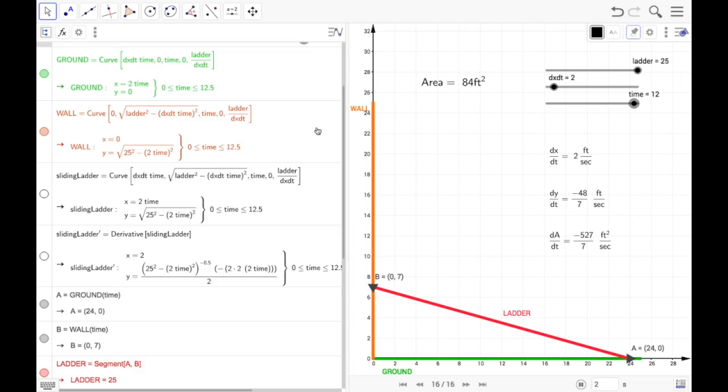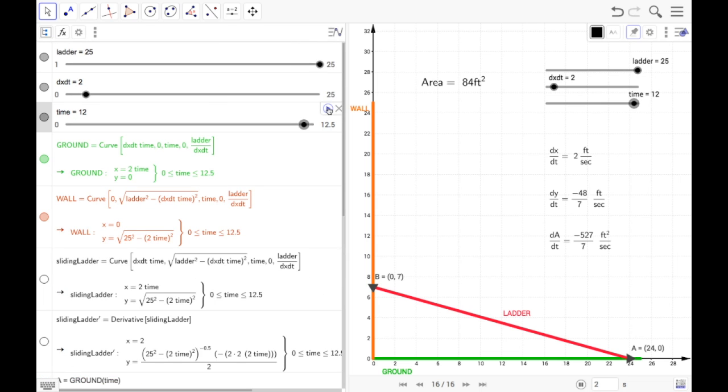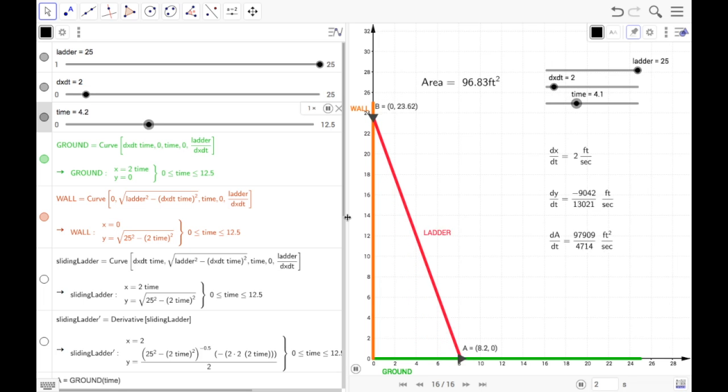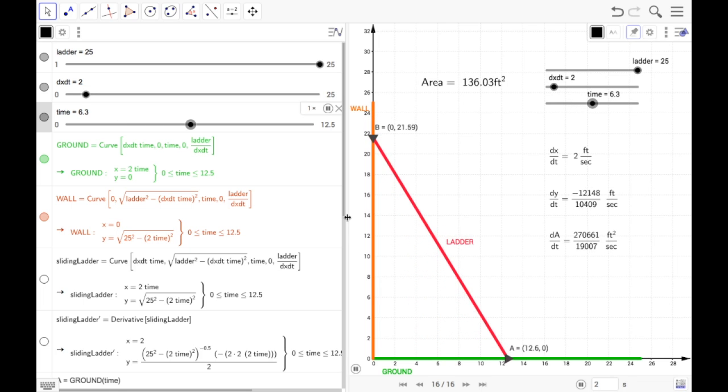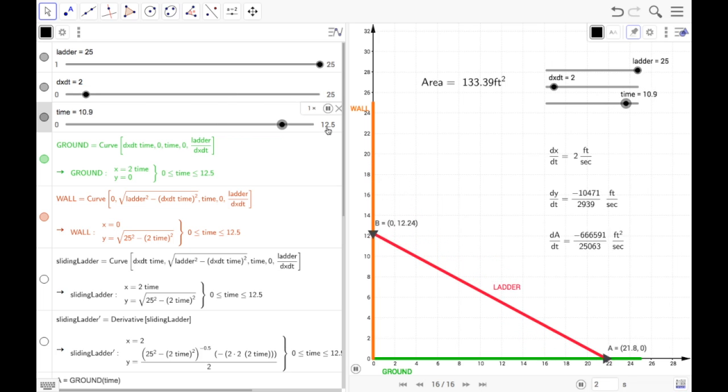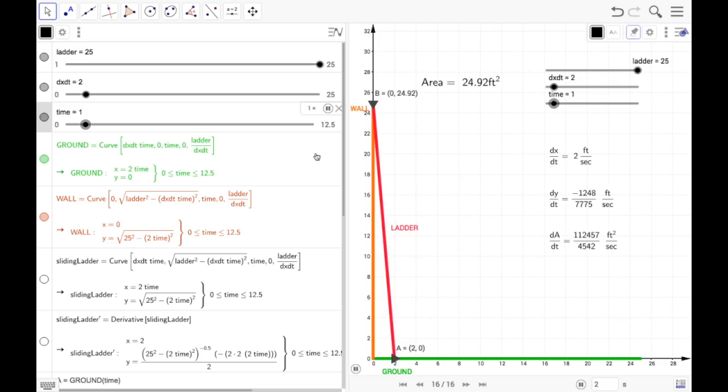And lastly, we can come up here and press play on the timer, and we see that we can actually have our model animate from time 0, in this case all the way up to 12.5 seconds, as we see the ladder hit the ground.